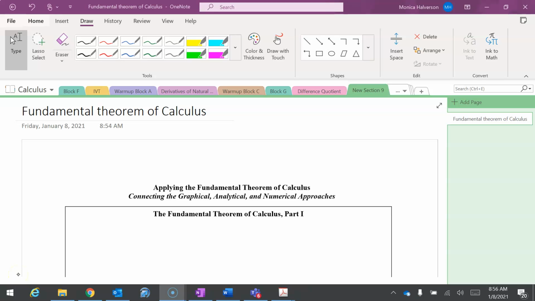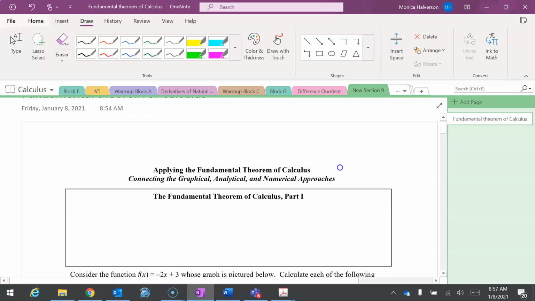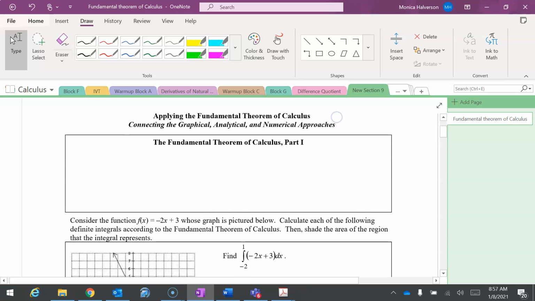So now that we've talked about integrating basic polynomials and defining what integration really is, we need to start talking about how integration is used. And the first way it's used is through the fundamental theorem of calculus. And the fundamental theorem of calculus has two different parts. So the first thing we're going to focus on is the fundamental theorem of calculus, part 1.